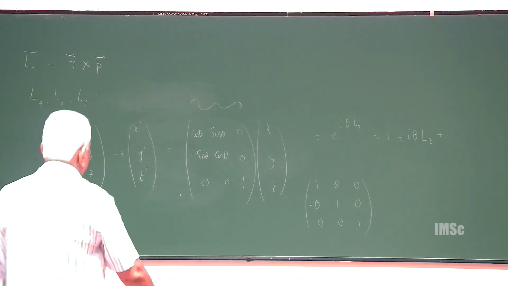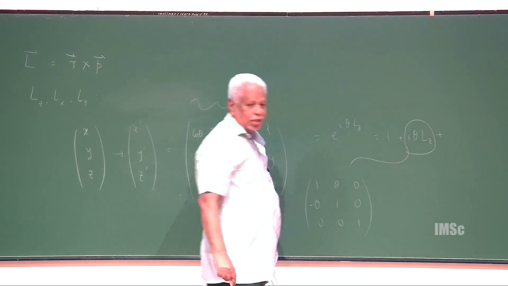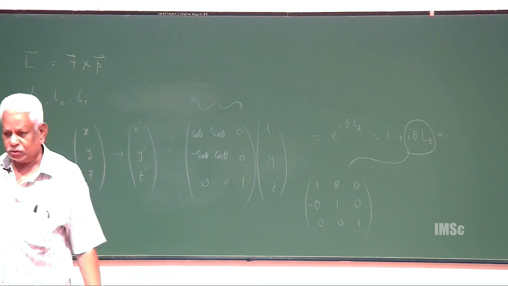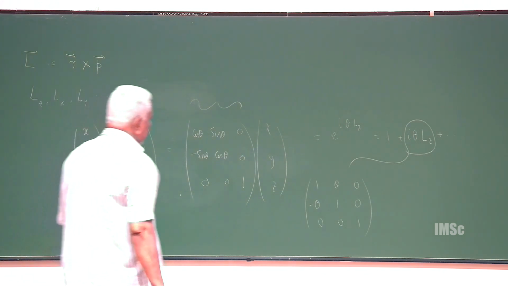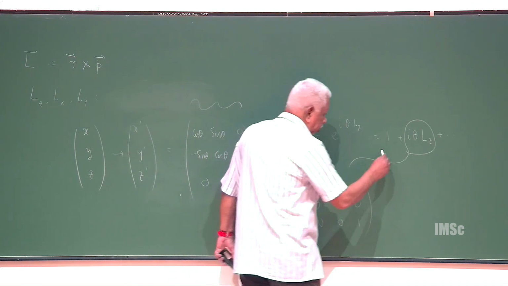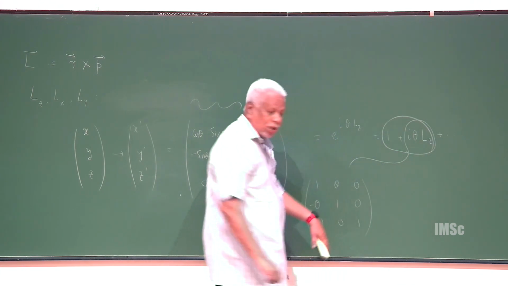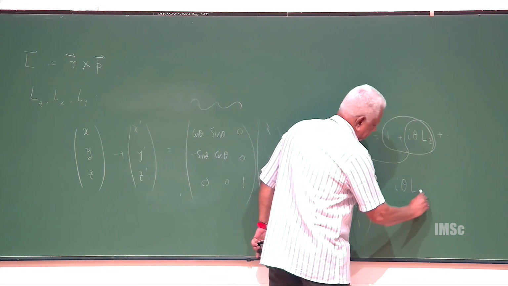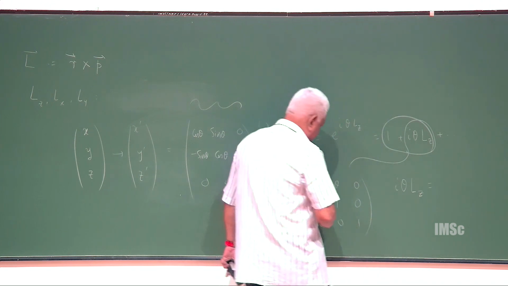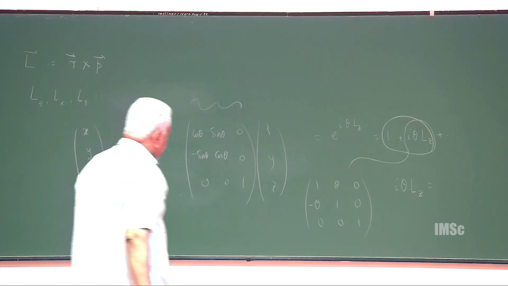Now this whole thing is what that matrix is. So what is Lz? It is equal to this whole thing. You can subtract 1 from this, then you will get i theta Lz. So i theta Lz is this matrix minus 1, minus the identity matrix.